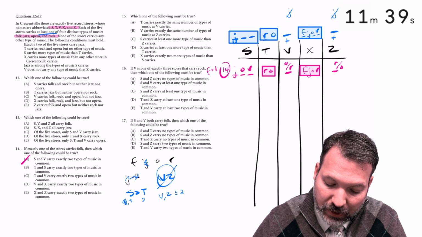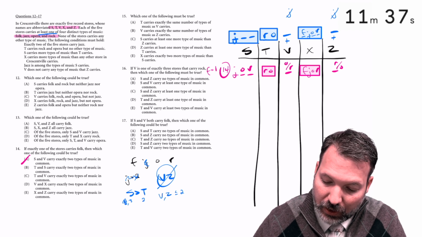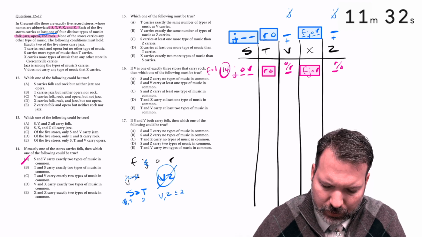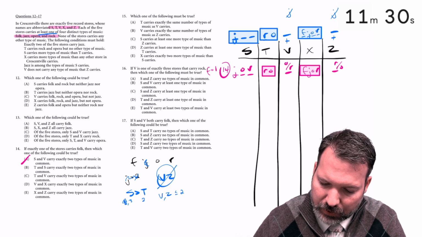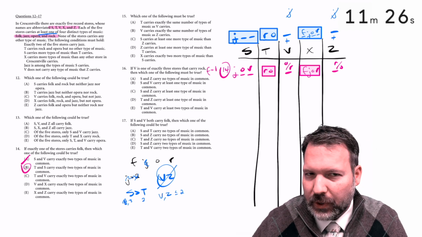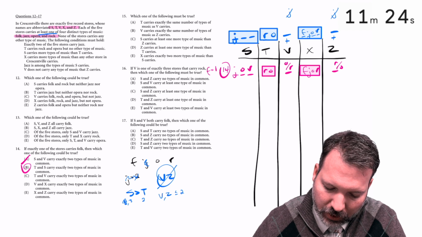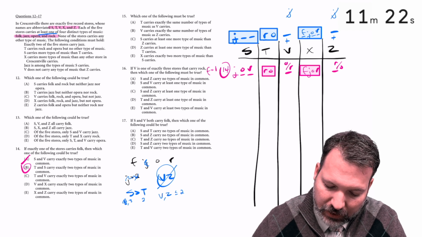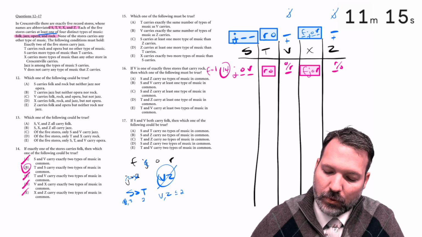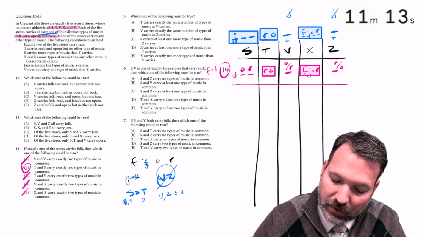T and S carry exactly 2 types of music in common. Not possible because they only have... Hold on. Yes, possible. T and S carry exactly 2 types. O and R, right? Yeah, actually, there we go. That's true. Now, because there's been some weird stuff here, I am going to check quickly. T and V carry exactly 2 types. Nope, V can't have 2 types. Z can't have 2 types either. Okay, we're into it. There we go. We fixed it. Let's keep going.